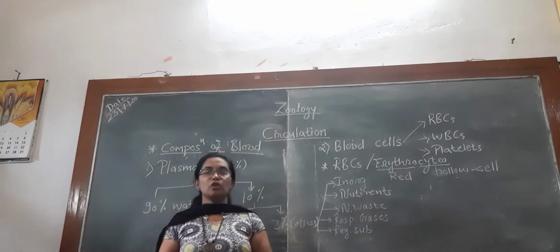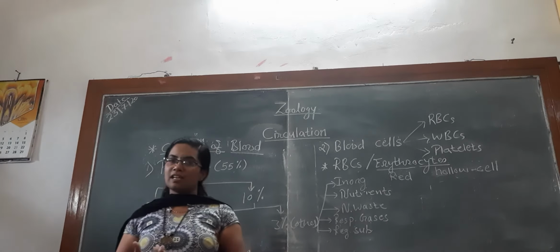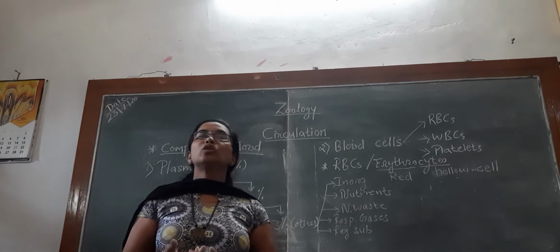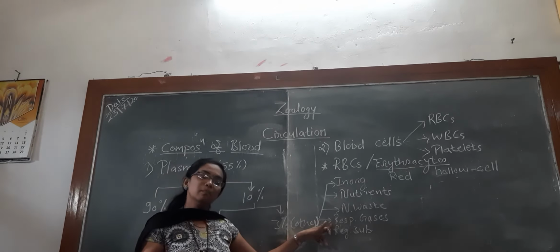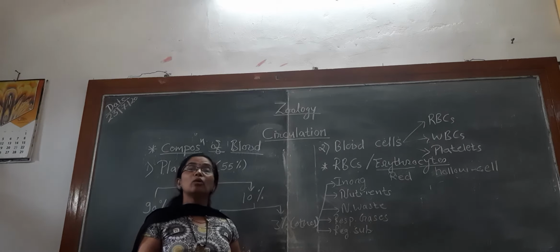Respiratory gases: we know that oxygen is the main respiratory gas. So oxygen, CO2 and a small amount of ammonia are again present in plasma. Then fourth, regulatory substances.